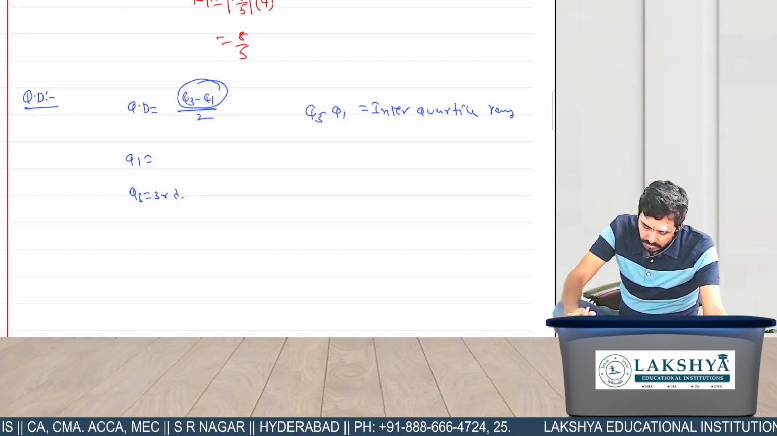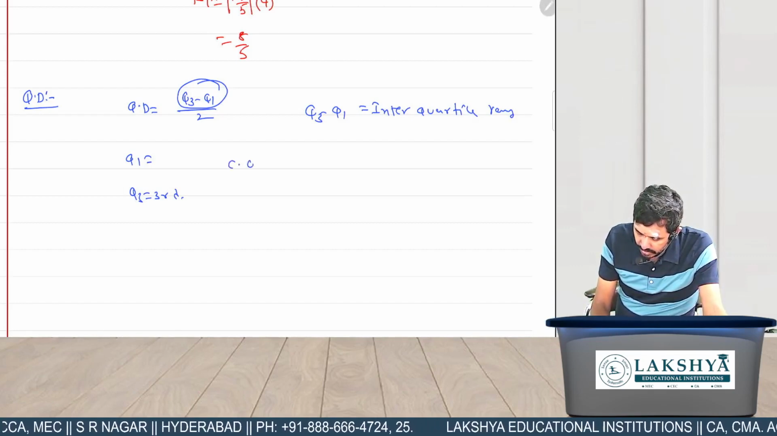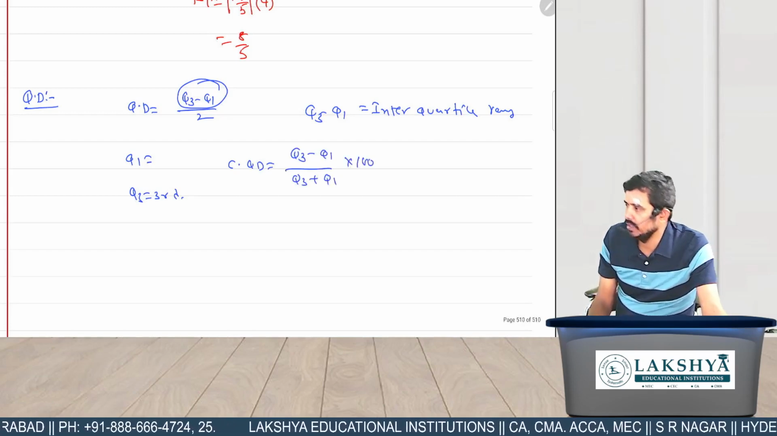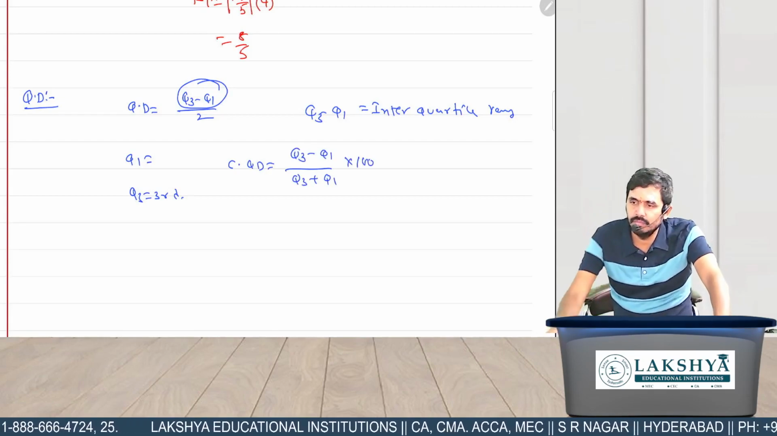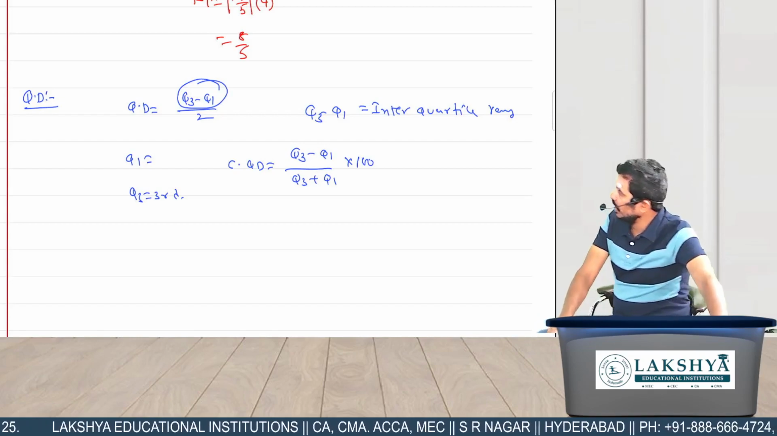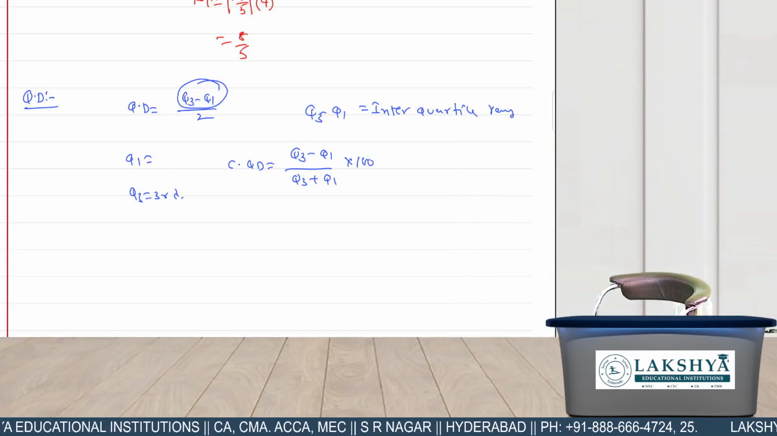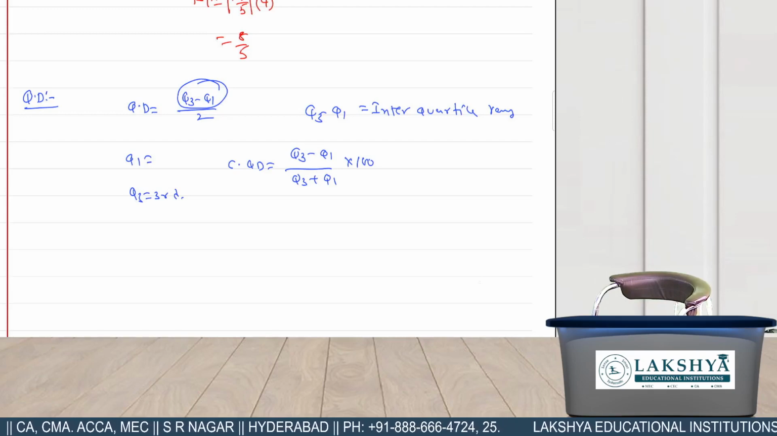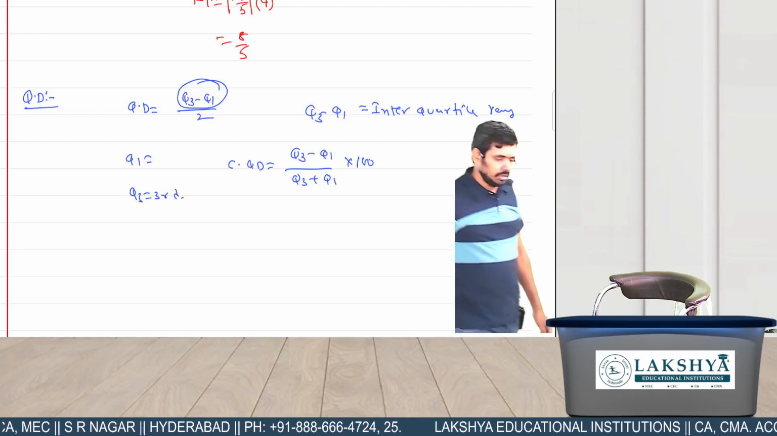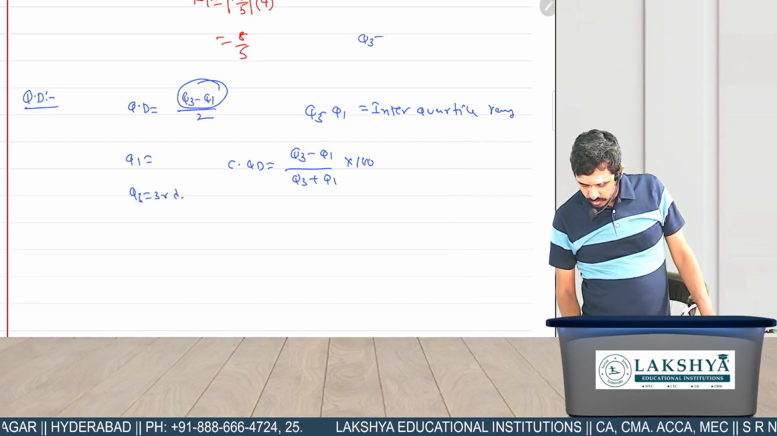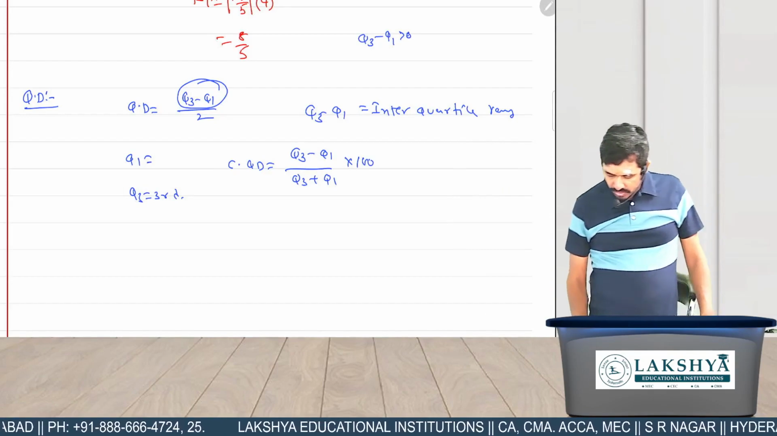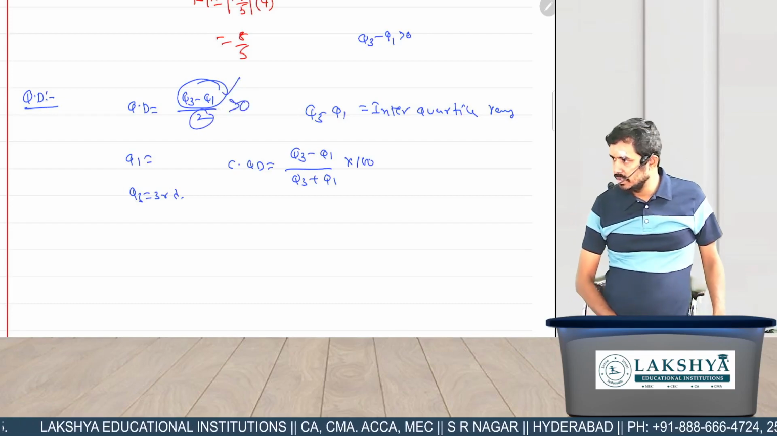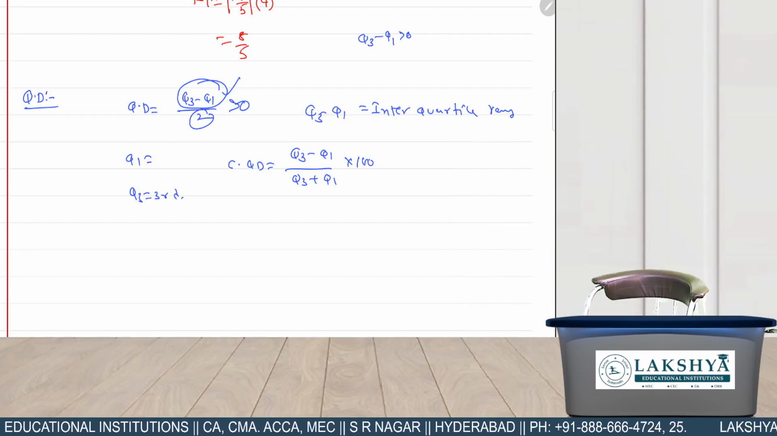Okay. The coefficient of quartile deviation is equal to Q3 minus Q1 by Q3 plus Q1 into 100. See, out of Q1 and Q3, which one is largest, Q1 or Q3? Q3 is largest. Q3 minus Q1, positive or negative? Positive. Q3 minus Q1 is greater than 0, so the numerator is greater than 0, and divided by 2 it is still greater than 0. That means once again we see that quartile deviation is always positive.